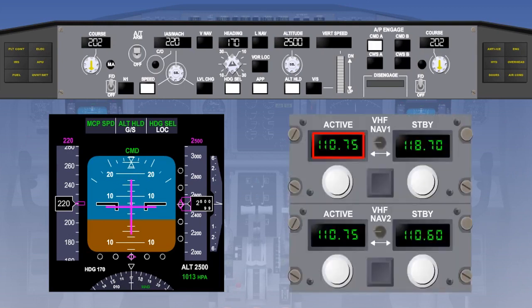To engage approach, at least one VHF navigation receiver must be tuned and receiving an ILS frequency. The autopilot can then fly the aeroplane down to decision height. The correct course needs to be set on the mode control panel to be able to start the approach to decision height. With both VHF navigation receivers tuned to and receiving an ILS frequency, with the correct courses set on the mode control panel, then a full autoland can be carried out.